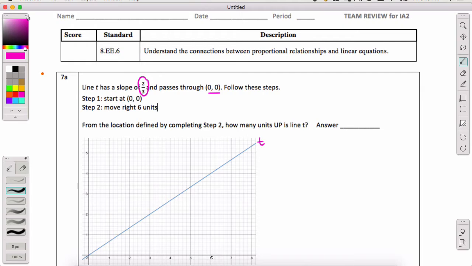Now here I am at the 6, and now I need to, from the location defined by completing step 2, how many units up is line T. So if I want to get from here straight vertically up to line T, I'm going to look at my scale over here. I've got to move up 1, 2, 3, 4. And there's a point right here. So I started at the point (0, 0), and I found that if I moved to the right 6 units, I'd have to move up 4 units to get to this new point. So the answer is, how many units up is line T? 4 units up. That's it.